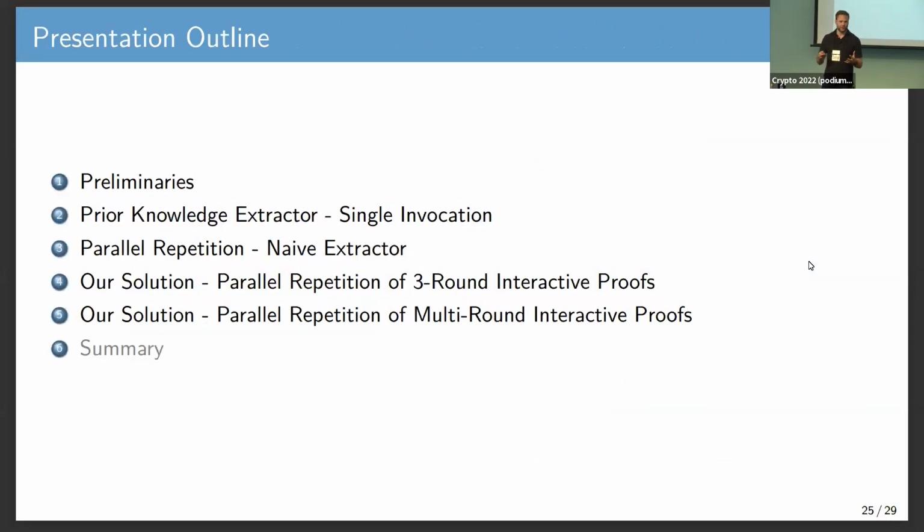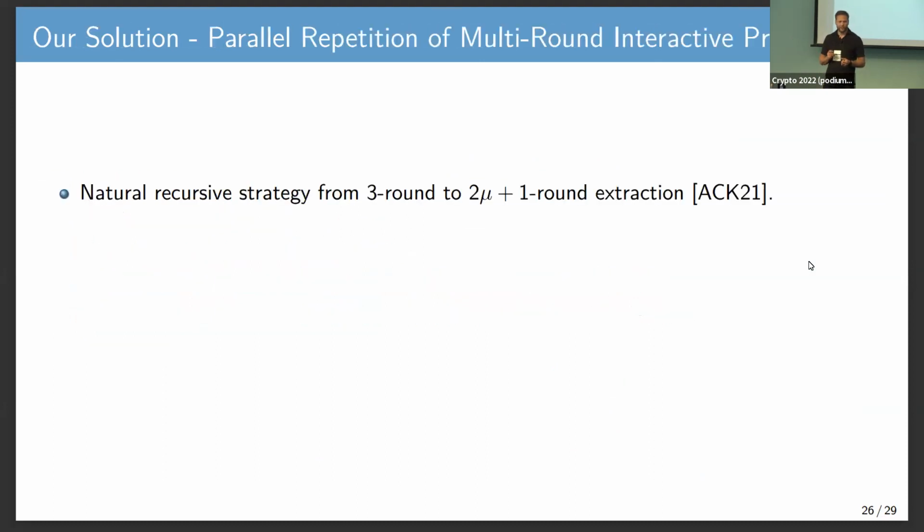Let us now see how we can go to the multi-round setting. So first, there is a natural recursive strategy to go from 3-round interactive proofs to multi-round interactive proofs.